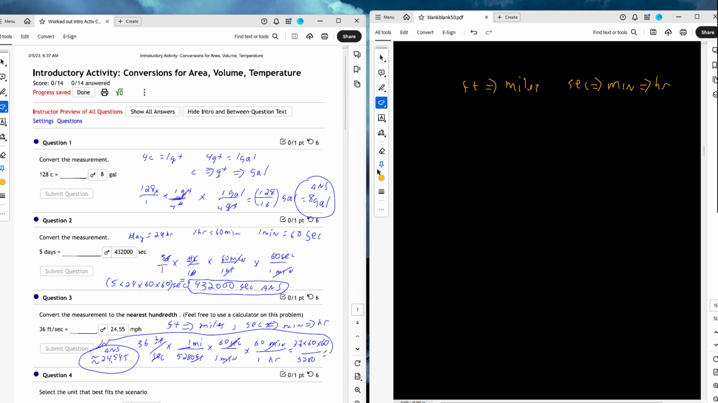So given what I have here, I have 36 feet per second. I'll convert feet to miles first. So I want feet to cancel out and replace it with the number of miles. Then I'm going to start working on converting the seconds in the bottom. So I want seconds up top so it cancels out. Seconds into minutes. And then I want minutes to cancel out and replace it with hours.